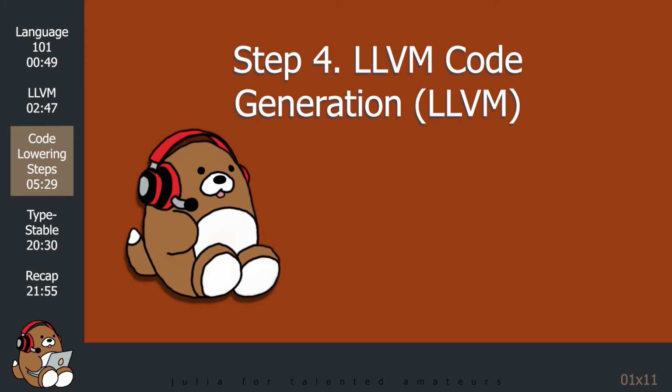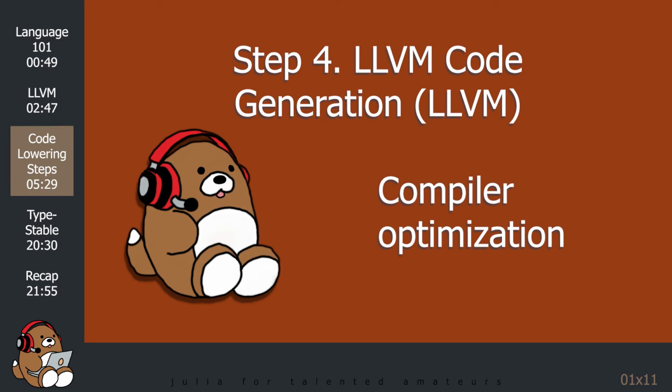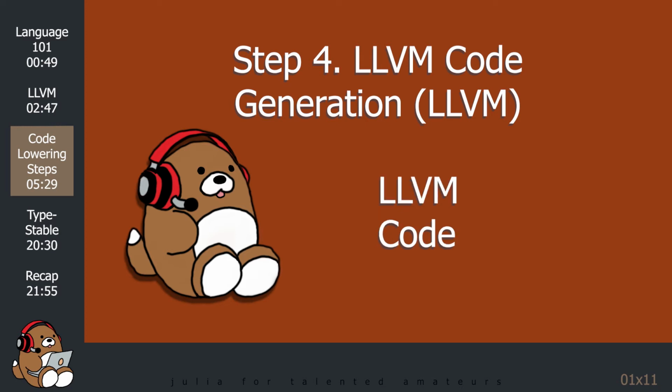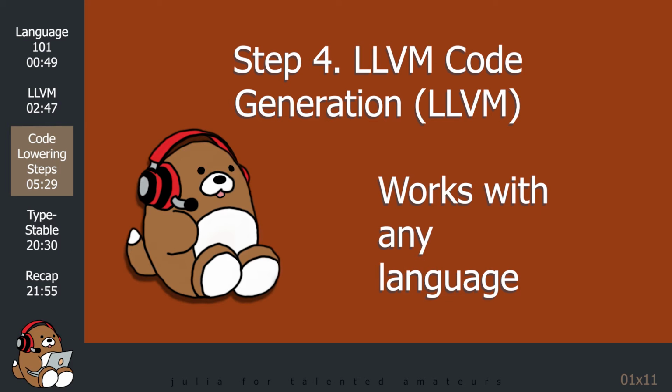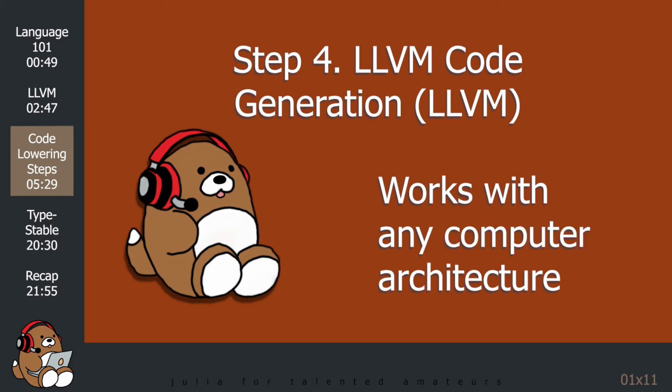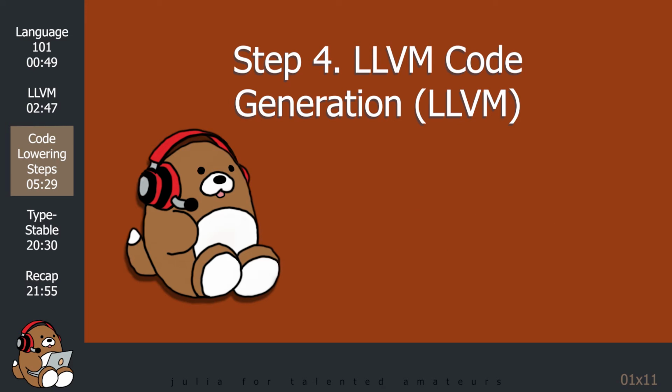LLVM takes the lowered and optimized Julia IR as its input and then goes through its own compiler optimization process. The result is an even further optimized, further lowered IR called LLVM code, which is an IR one step above native machine code. The LLVM code is a universal IR and does not depend on any specific programming language at the front end, nor any specific computer architecture or operating system at the back end. At this point, the IR is no longer recognizable as Julia code.